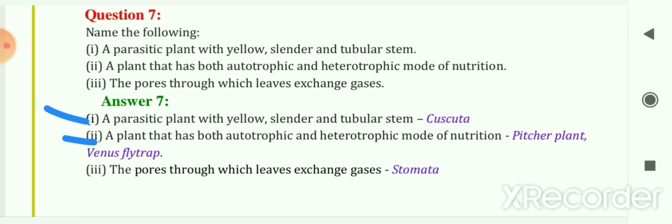They partially make their food on their own, and for some of the nutrients they are dependent on the insects. The next is the pores through which leaves exchange gases. So those pores are known as the stomata. So your answer will be stomata.